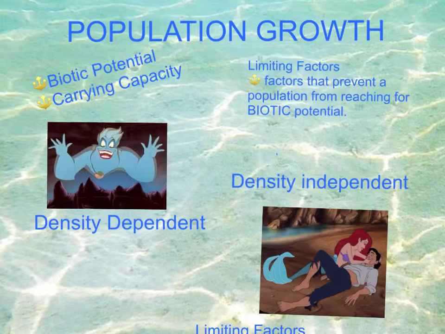An example of density-dependent factors is Ursula. She's like a parasite because she has to feed off the fishes in the sea.